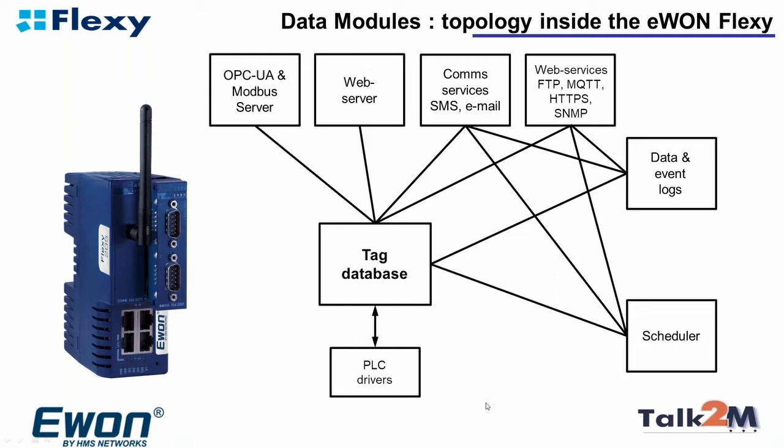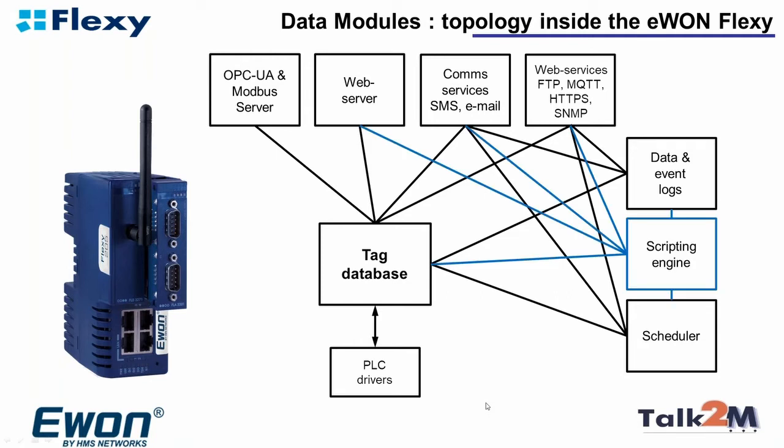In addition to that, you then have a scripting engine inside the Ewon, which is a universal tool for doing all sorts of things which aren't provided by the standard GUI. So the scripting engine can interact with pretty much all parts of the other functions of the Flexy. So it can communicate to the scheduler, the data logger, and all the comm services, as well as the tag database. So that's what you have functionally inside in terms of the topology of the device itself.